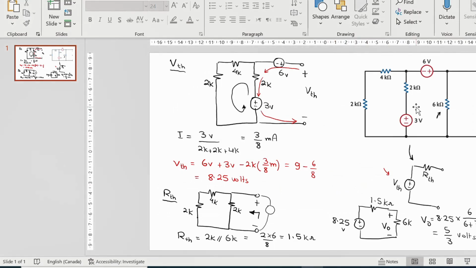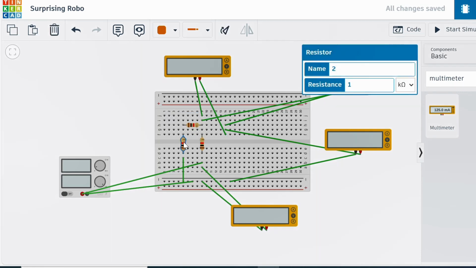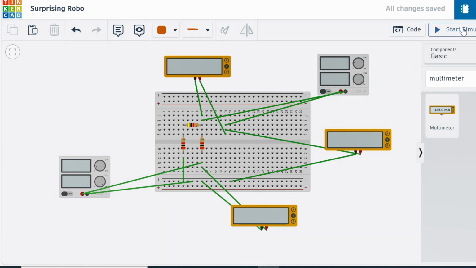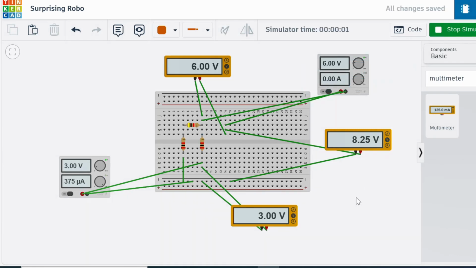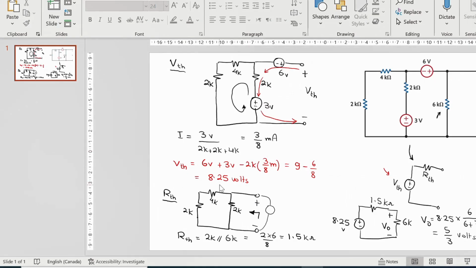The resistances we have are 2, 4, 2, so this is 2K, and this is 4K, and this is 2K. Okay, now let's run the simulator. We see here we verified the values of the batteries. One multimeter is measuring 6 volts, the other is measuring 3 volts. And we see here that the multimeter connected at the terminals of the load is 8.25. We verified the first result, that Thevenin voltage is equal to 8.25.